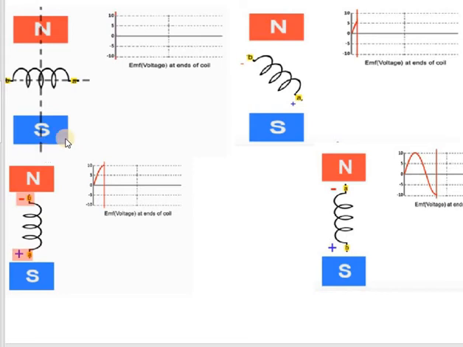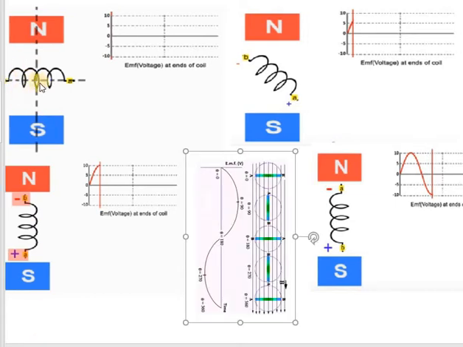This means that the sides of the coil, which are moving parallel to the magnetic field, are actually not cutting through any magnetic field line. So these are the coil lines, and this is the magnetic field line. The coil line is parallel to the magnetic field, so it is not cutting any magnetic field, and therefore there is no EMF.